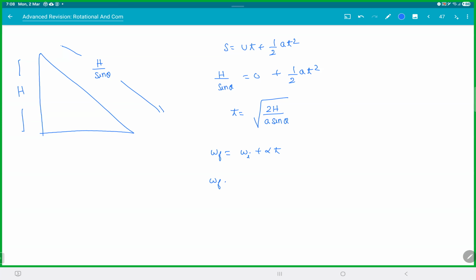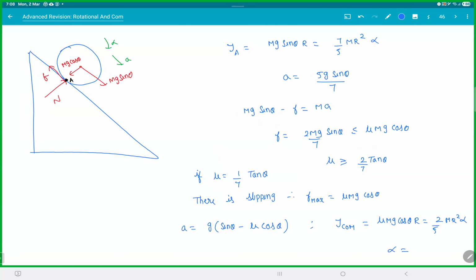Omega final will be alpha t, omega initial is 0. Similarly, I can use v is equal to u plus at. So v final, u is 0, and a is given. There, I get my v final and omega final. This is the way to do it. You can't conserve energy there, and there is no relation between v final and omega final directly. You have to get the time and then use it. Till here it is clear.